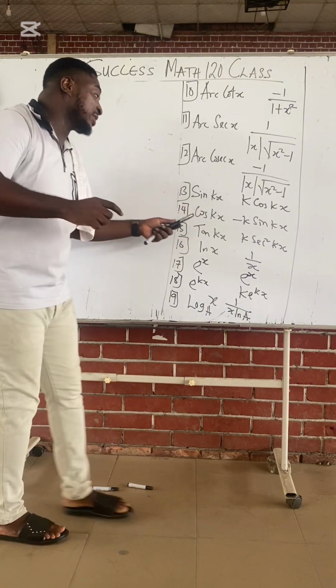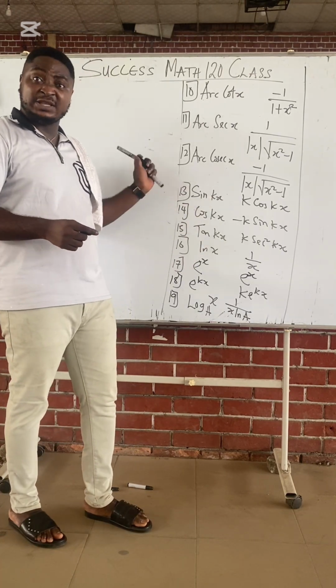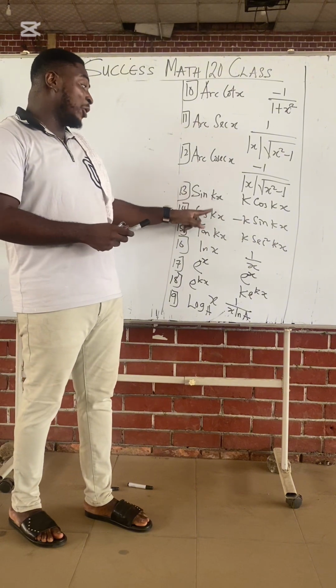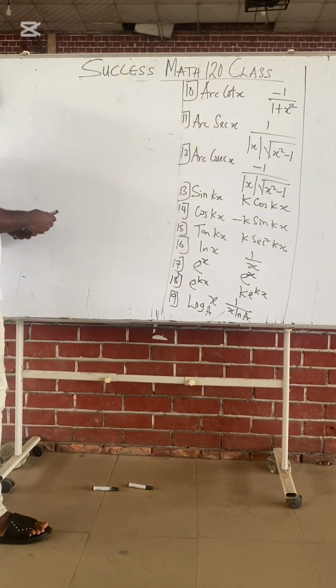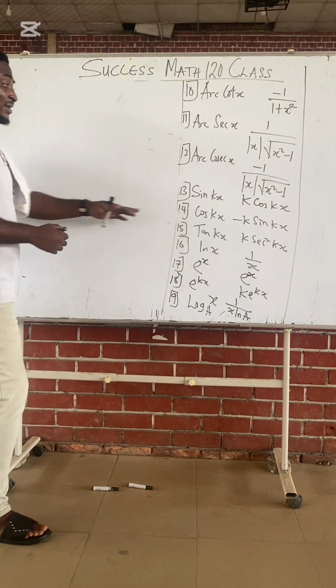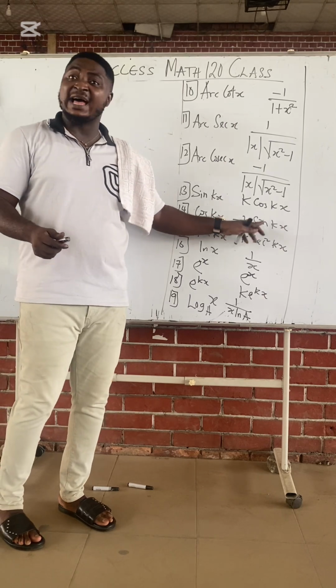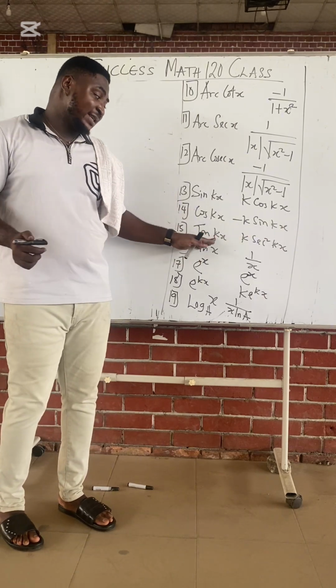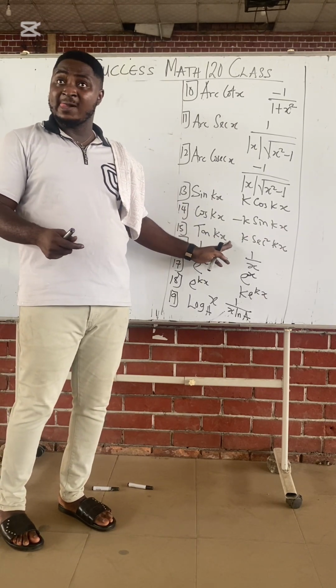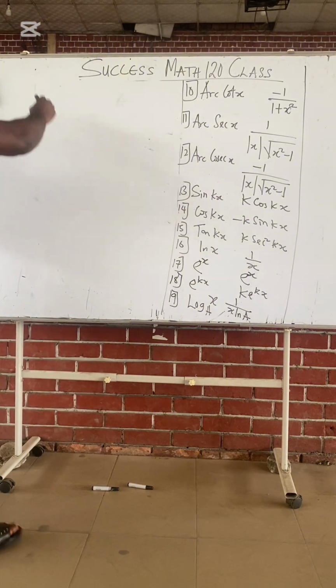This sine kx, cos kx, and tan kx, I've very directly explained it already, right? K is any number that comes before x. When I was saying sine 2x, it's 2 cos 2x. Cos 3x is minus 3 sin 3x. K means any number that comes before x. Now let's explain ln x.